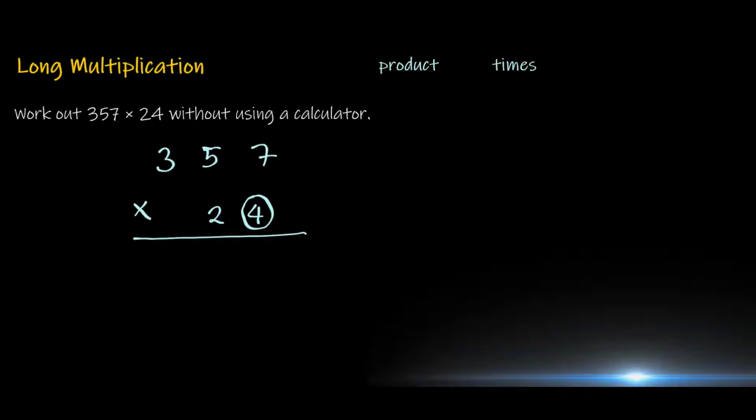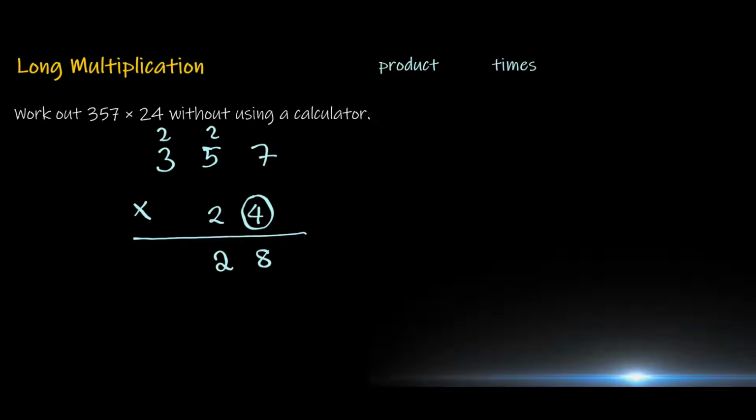4 times 7 is 28. So I write the 8 at the bottom here. And then I take the 2, I write it on top of the 5. Then I multiply 4 times 5, which is 20. 20 add 2 gives me 22. So I write the 2 down here, other 2 to the top.